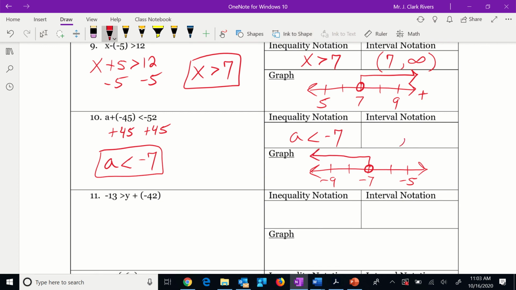Parenthesis for the interval notation. If we go to the left forever, the low end is negative infinity. Infinity always gets a parenthesis, which means the high end, how far to the right does this graph go? It goes to negative 7. Is negative 7 included in our solution? No, it is not. So negative 7 gets a parenthesis there.